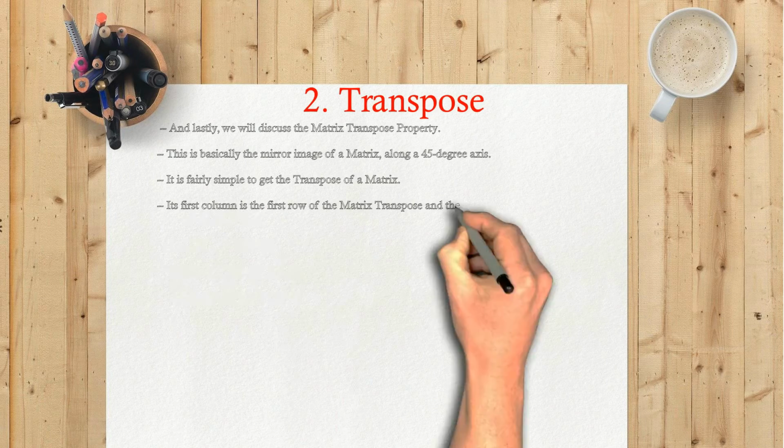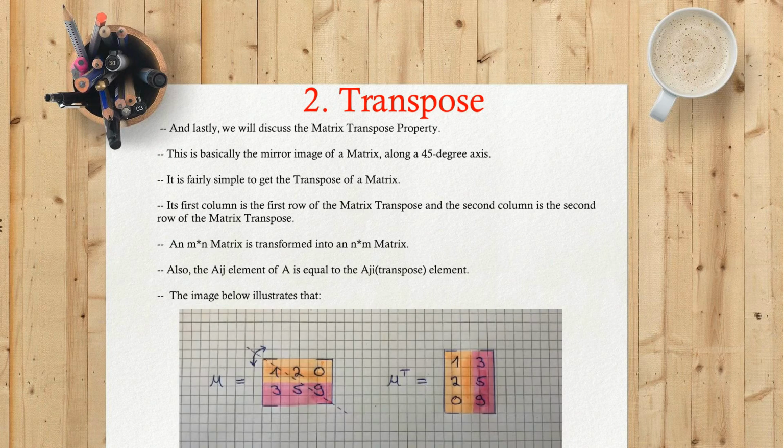2. Transpose. And lastly, we will discuss the matrix transpose property. This is basically the mirror image of a matrix, along a 45-degree axis. It is fairly simple to get the transpose of a matrix. Its first column is the first row of the matrix transpose, and the second column is the second row of the matrix transpose. An M by N matrix is transformed into an N by M matrix. Also, the Aij element of A is equal to the Aji element of A transpose. The image below illustrates that.